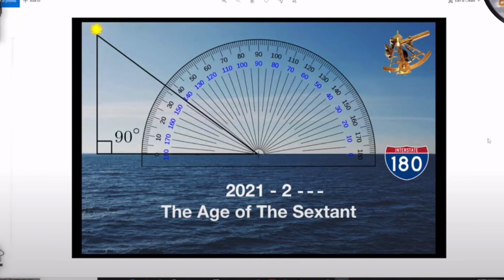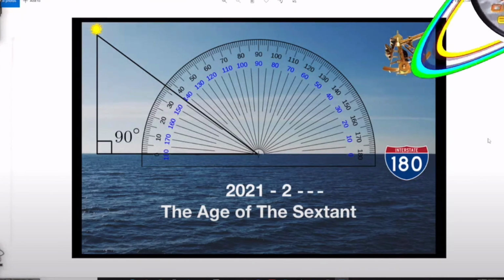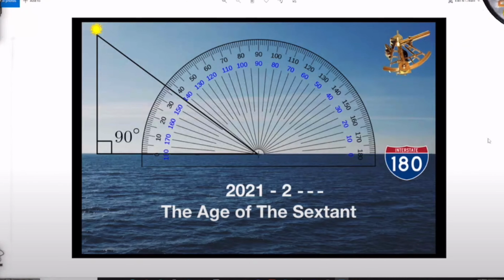2021 to 2000, who knows, is the age of the sextant. I'm not going away from this. I'm not moving away. You can bring up all your little Eratosthenes mumbo jumbo, but right when you're done speaking, right when your motor mouth stops, I'm going to hammer you with this. And I'm going to make you look like a fool in front of everyone.